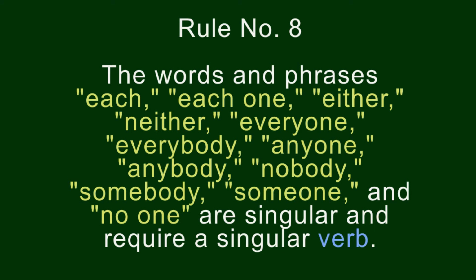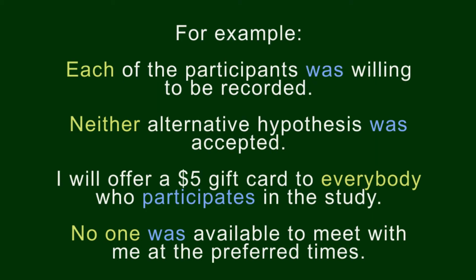For example, each of the participants was willing to be recorded. Neither alternative hypothesis was accepted. So with the use of the word neither, we used the verb was, which is singular in form. Another example, I will offer a $5 gift card to everybody who participates in the study. Everybody participates.